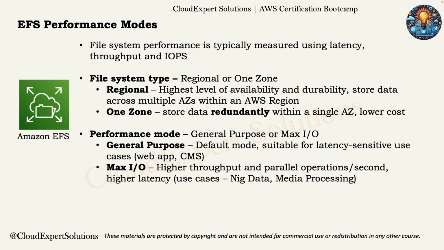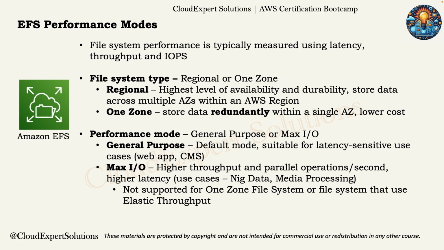Whereas max IO is optimized for applications where tens or thousands of EC2 instances are accessing the EFS, and it can scale to a higher level of aggregated throughput and is designed for highly parallel workloads that can tolerate higher latency, like big data and media processing applications.